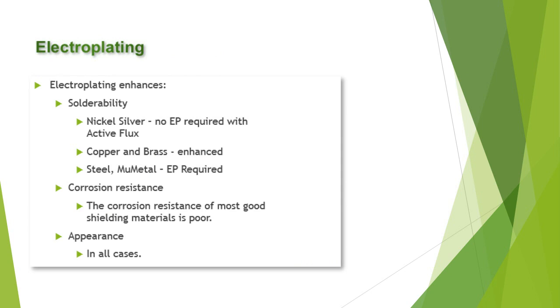Earlier on in the presentation, we talked a little bit about materials used for making RF shields. Most of those materials that I mentioned are not very corrosion resistant and not super solderable without a flux. Most RF shields are electroplated for solderability and corrosion resistance purposes. There are some platings that are very commonly used in RF shielding.